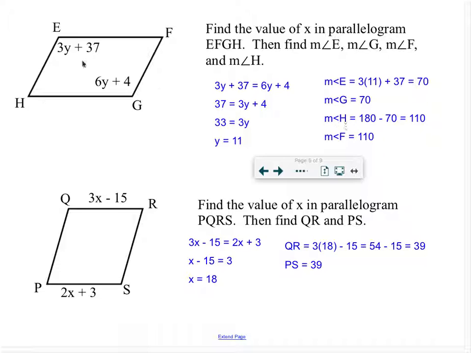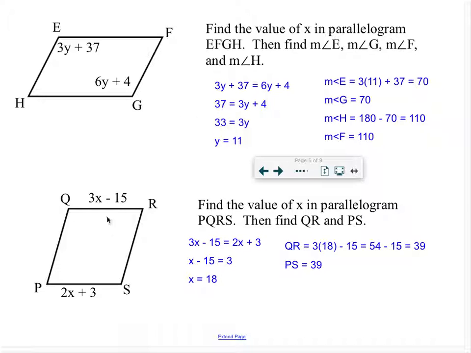To get angle H, I know angle G and angle H are same side interiors. So now that I know angle G is 70, I just did 180 minus 70 to find angle H, which was 110. And opposite angles are equal, so 110 for angle F as well.